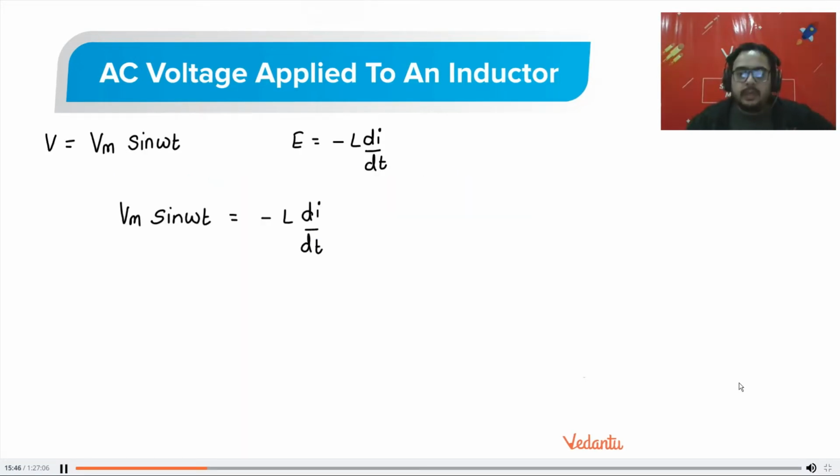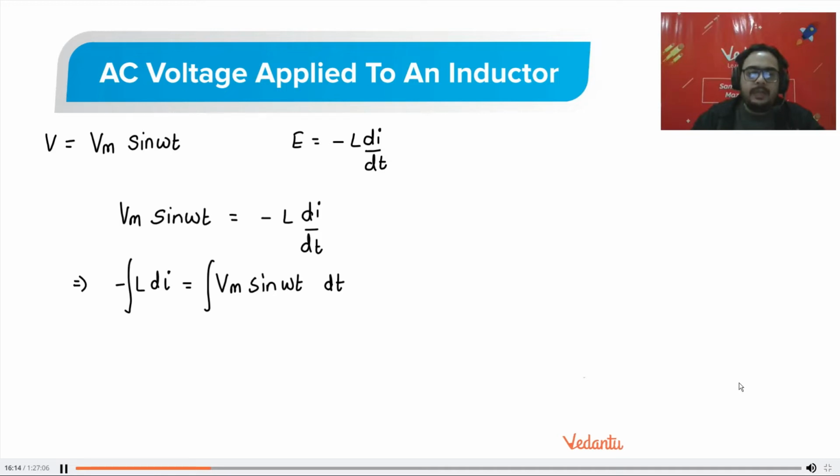Okay, so I just put the value here. Now what can we write? We can say minus L di should be equal to Vm sine omega t dt. I just put the values there. Now what do we have to do? We simply have to integrate it. So let us put the integration and now we put the limits.